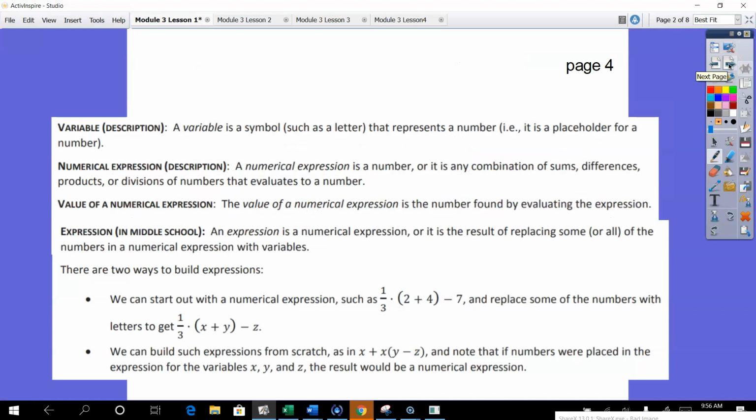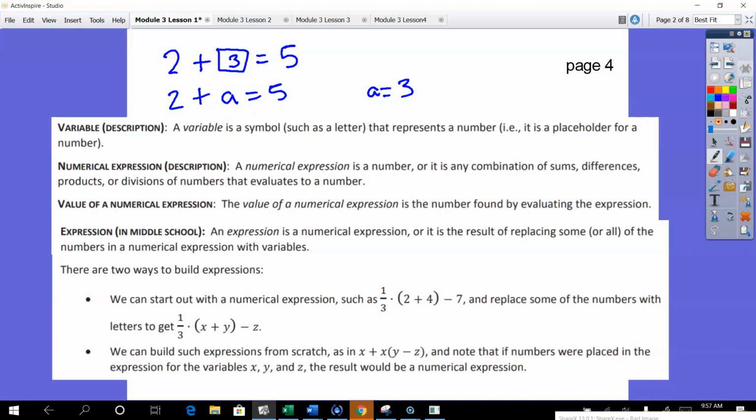Okay, so go ahead and flip to page 4 where you find the vocabulary that we're going to be needing a lot throughout this module. Variable. A variable is a symbol such as a letter that represents a number. So it's a placeholder for a number and holds the place of a number. For instance, back in first grade, 2 plus what equals 5, and you would know that was going to be 3. And so now we're changing it to a variable. 2 plus A equals 5. And so you know that A would therefore equal 3.